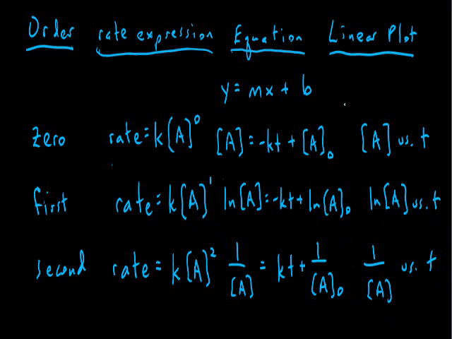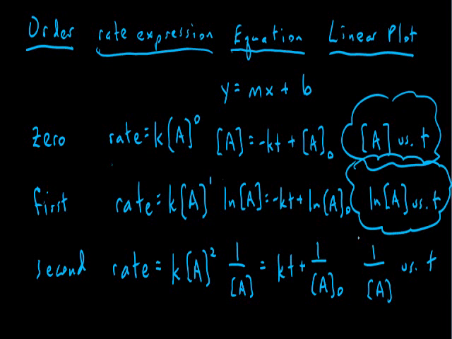In the lab exercise, what we're going to do is collect the data, and we're going to make one of each of these graphs: concentration of A versus time, natural log of concentration of A versus time, and 1 over concentration of A versus time. Whichever plot comes out linear will then tell us what the order of reaction is with respect to chemical A.